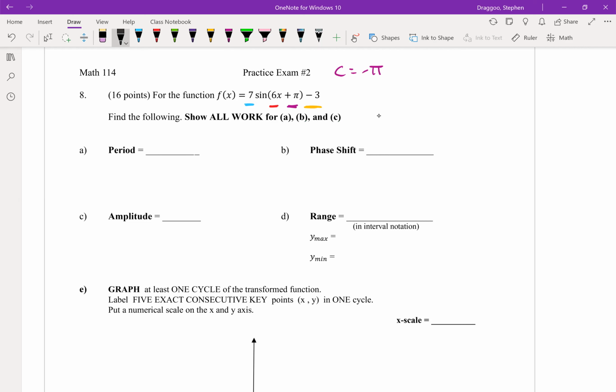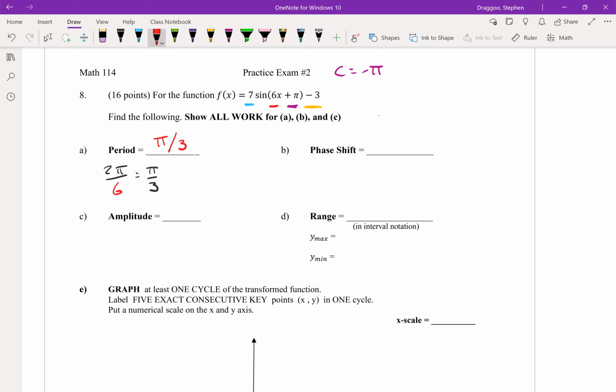So the period, 2 pi over 6 is pi over 3. So pi over 3. I won't care if you show the work on this one. But if you get the number wrong, there will be partial credit if you do some correct work. That's always a decent idea to show work, but not strictly necessary. It's just riskier not to show your work.